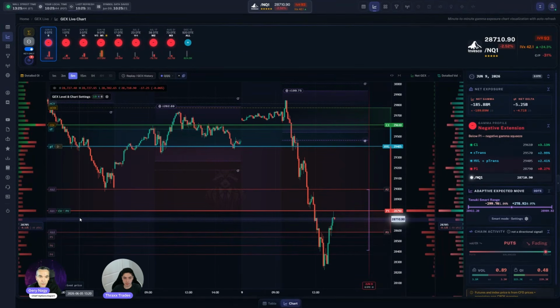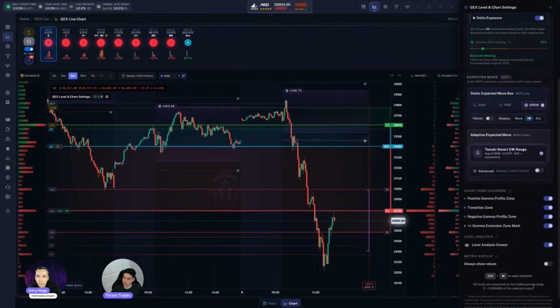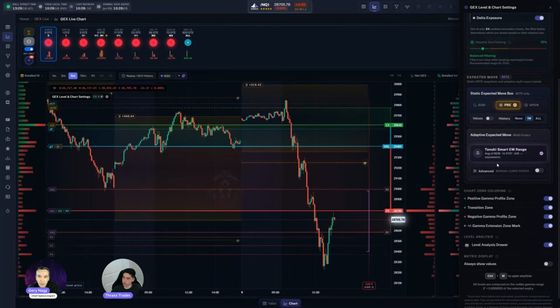And which settings are you using right now? The pre-market or the open calculation for expected move? If you right click on the chart and then click on static expected move box, the pre-market. Yeah, I would use that. Okay, gotcha. Instead of this one? Yeah, I would use the pre-market calculation for the expected move box.